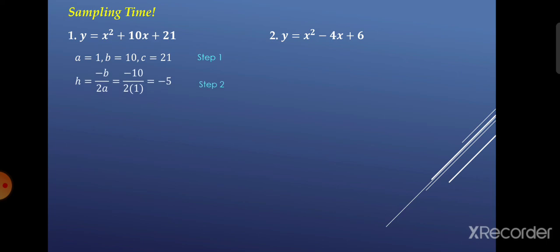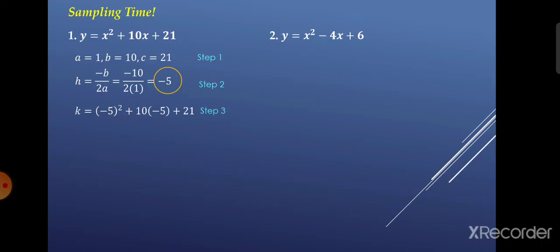Formula sa H. H is equal to negative B over twice A. Ang nahitabo nga ang B is positive 10 man, so wari mausab negative of 10 over 2 times A which is 1. 2 times 1, so 2 times 1 is 2. Negative 10 divided by 2, negative 5. Check.